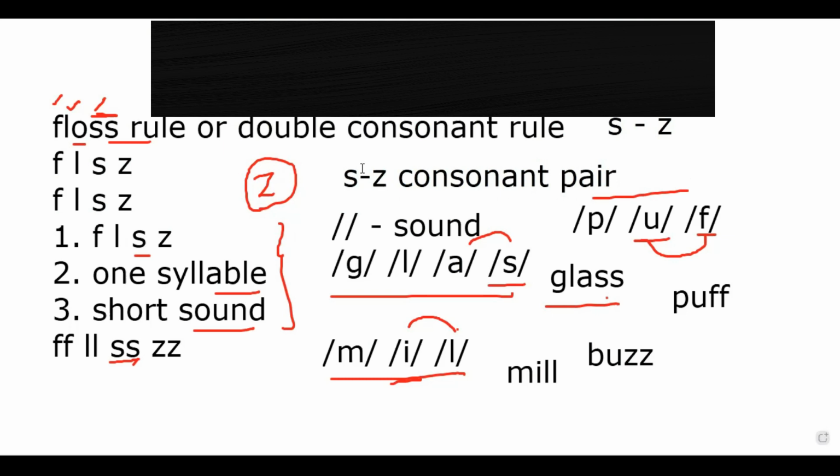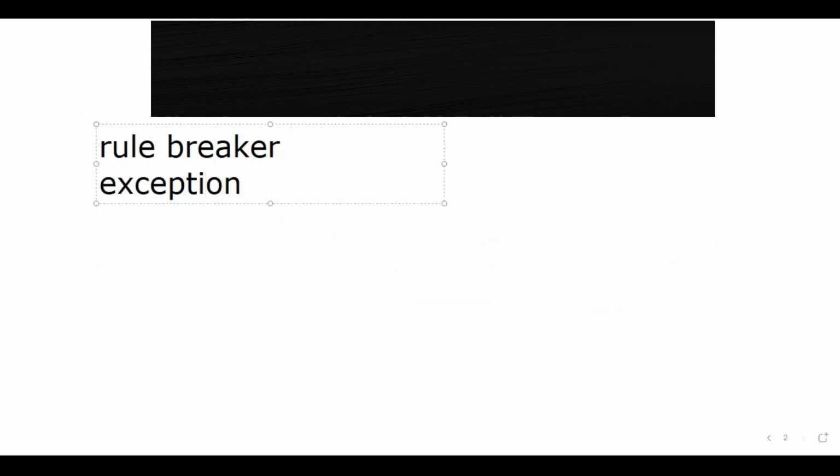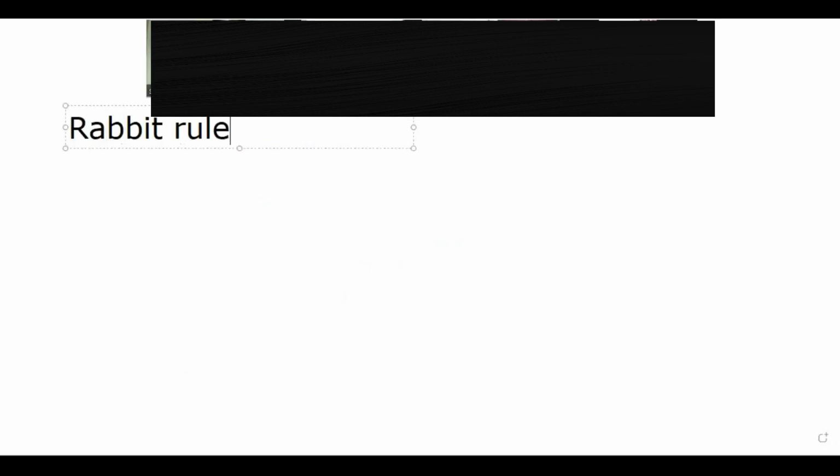Why? Because we have two categories: one is the rule breaker, and another one is the exception. What is a rule breaker? Here also we are doubling at last. Just see, GG. We are doubling, but it's not being included in the class. Why? Any idea? Next one is the rabbit rule.